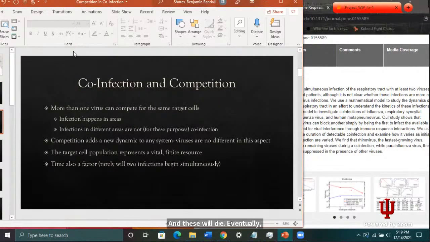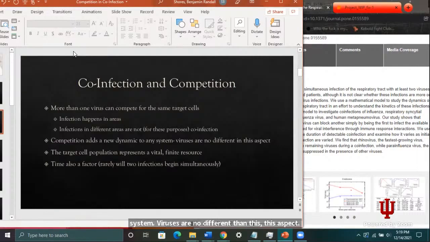Of course, this model is on co-infection. So more than one virus can compete for the same target cells. It is of note that infection happens in areas. So an infection in different areas is not for these purposes co-infection. If you have an infection in the lungs and an infection in the liver, that is not for these purposes co-infection. So this competition adds a new dynamic to any kind of system. Viruses are no different in this aspect.